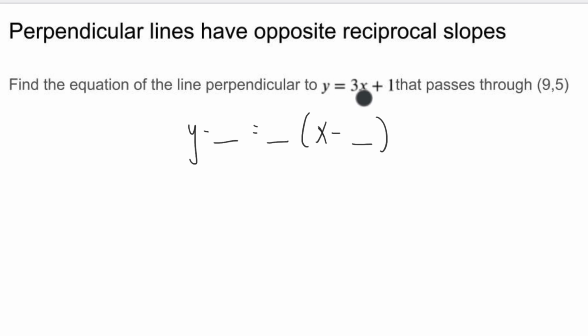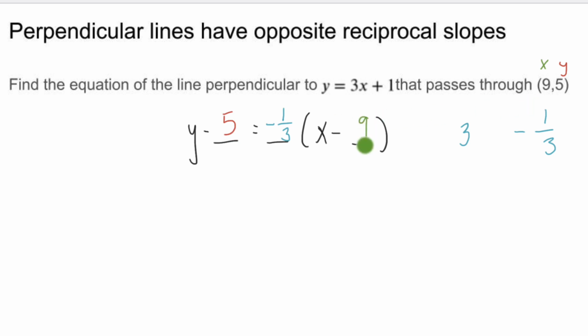So in this case, we want a perpendicular line. So if we have an equation y equals 3x plus 1 that we want to be perpendicular to, and it's going to pass through (9, 5), again, we're going to plug in 9 for x, 5 for y, and we just want the opposite reciprocal slope. So if you have a slope of 3, the opposite would be -1/3. So that's our slope, -1/3. We're going to plug in the 5 for the y. We're going to plug in the 9 for the x.